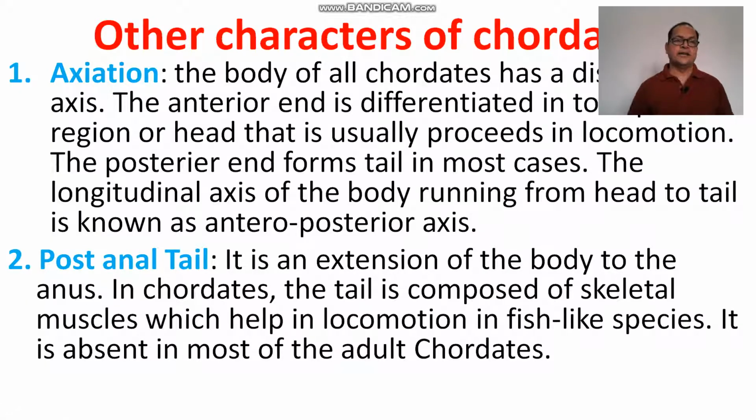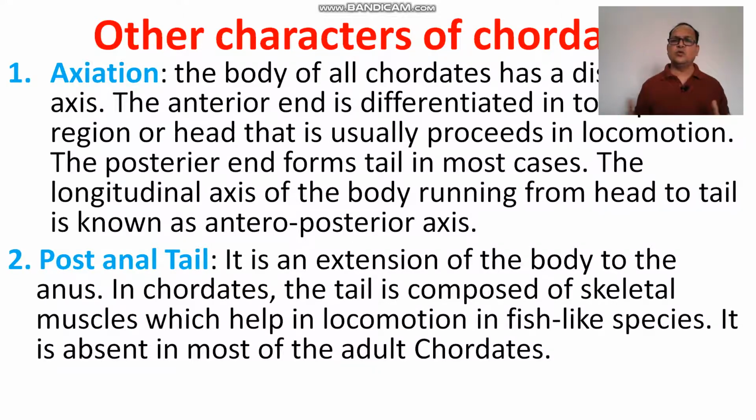Other characters of chordata. Axiation: the body of all chordates has a distinct axis, differentiated from anterior to posterior into regions. The head is present at the anterior end, and the tail is present at the posterior end in most cases. The longitudinal axis of the body running from head to tail is known as the anterior-posterior axis. The postanal tail is an extension of the body beyond the anus. In chordates, the tail is composed of skeletal muscles which help in the locomotion of fish-like species.